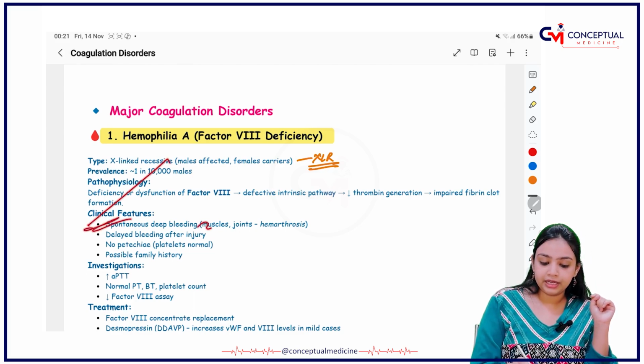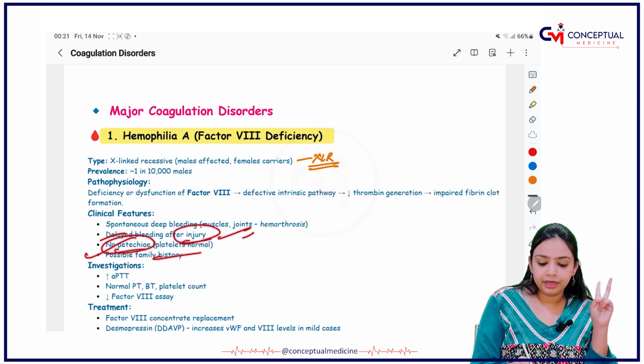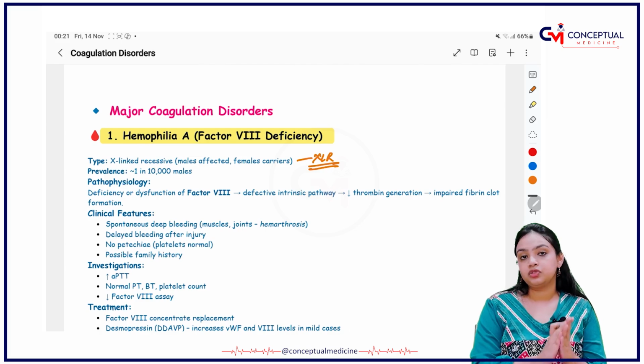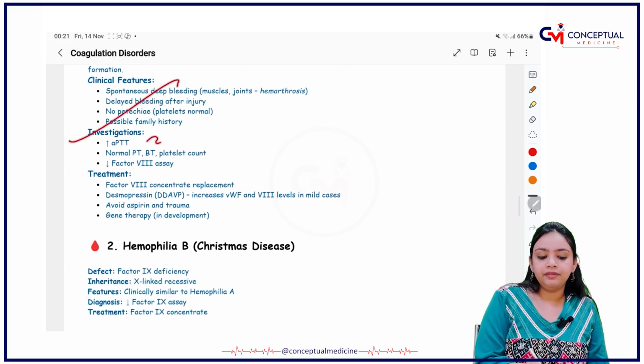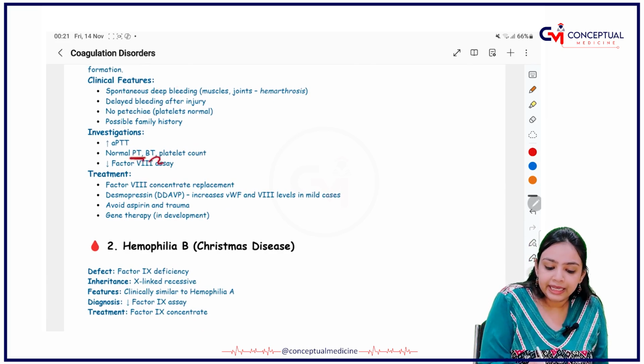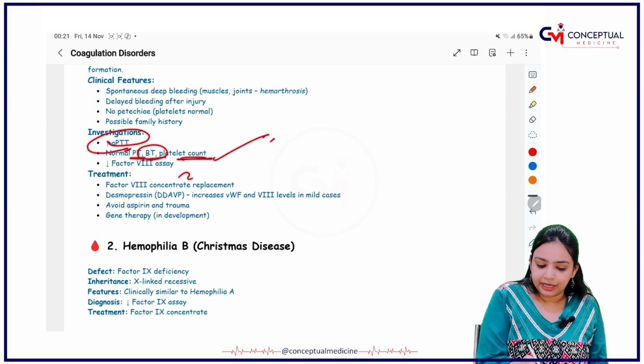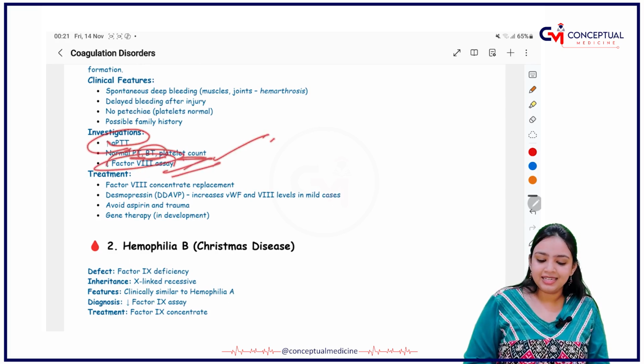What are the clinical features? There will be spontaneous deep bleeding, delayed bleeding after injury, there will be no petechiae, and there will be a possible family history. What are the investigations I will do? In the investigations, I am able to see the PT, BT and platelet counts are normal. There is an increase in aPTT and a decrease in factor 8.